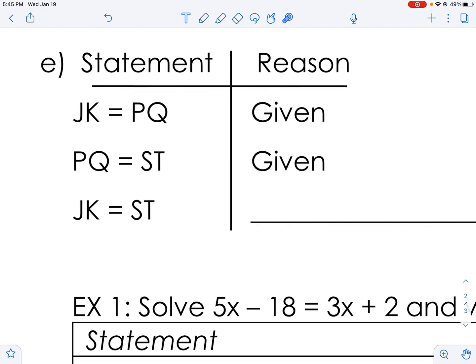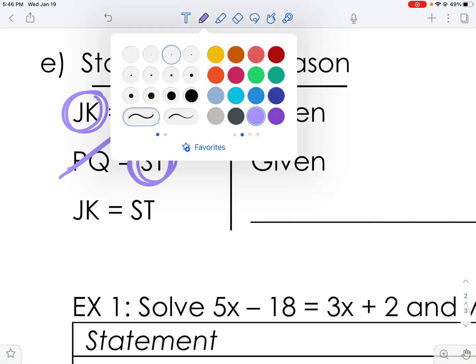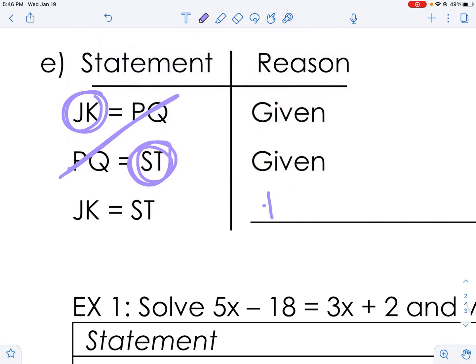Okay. If you take a look at this one, go back and look at example A and see if you can figure this one out. So if you caught it, the PQ lines up, and then they just say JK to ST. Well, what allows you to travel over or jump over like that? Transitive property. Hopefully you got it.